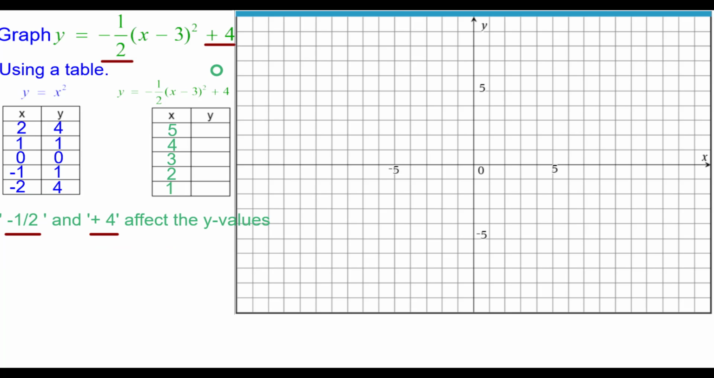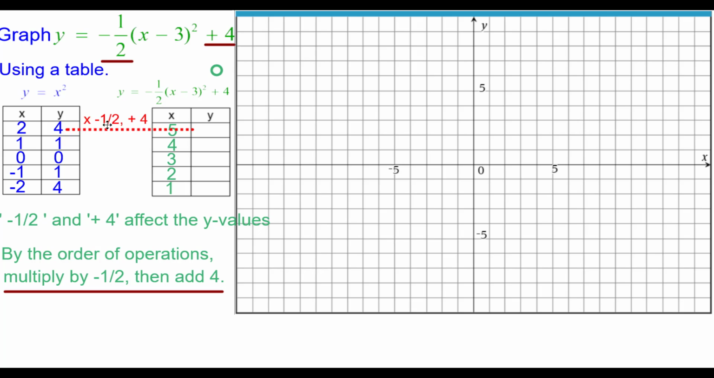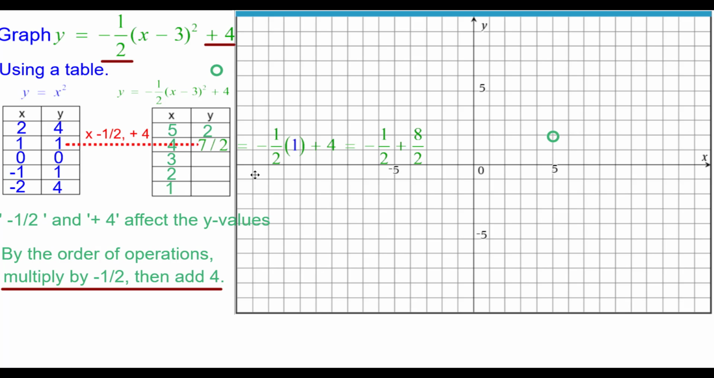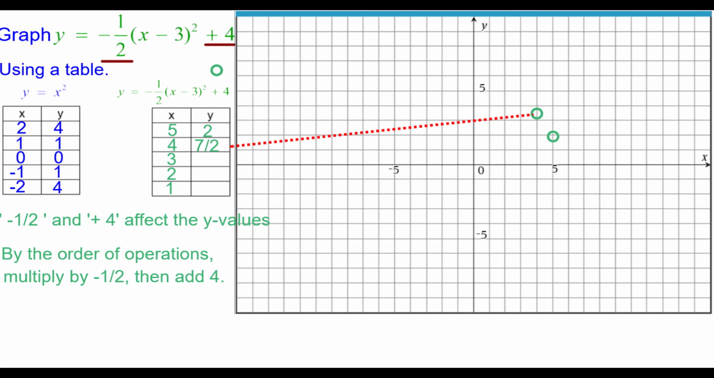The other two parameters affect the y values. By the order of operations, we multiply by -1/2 first, multiplication first, addition and subtraction second, so then we add 4. Doing that with each y value, 4 times -1/2 plus 4, well, 4 times -1/2 is -2, plus 4 is +2. You can see how it's calculated right here. And then we plot (5, 2). 1 times -1/2 plus 4. 1 times -1/2 is -1/2. Think of the 4 as +8/2, and when you add those two, you get +7/2. So plot over 4, up 3.5. We ask that you finish these 3 points here, plot them, press pause, and resume when you're ready.